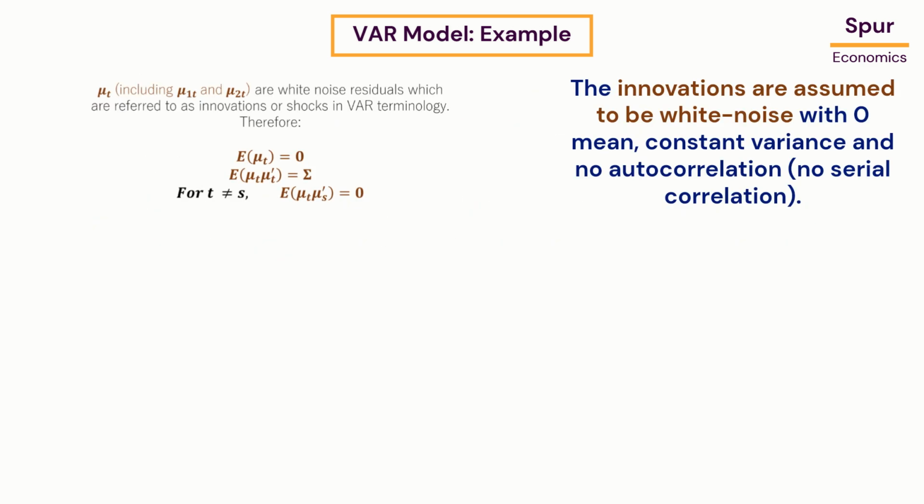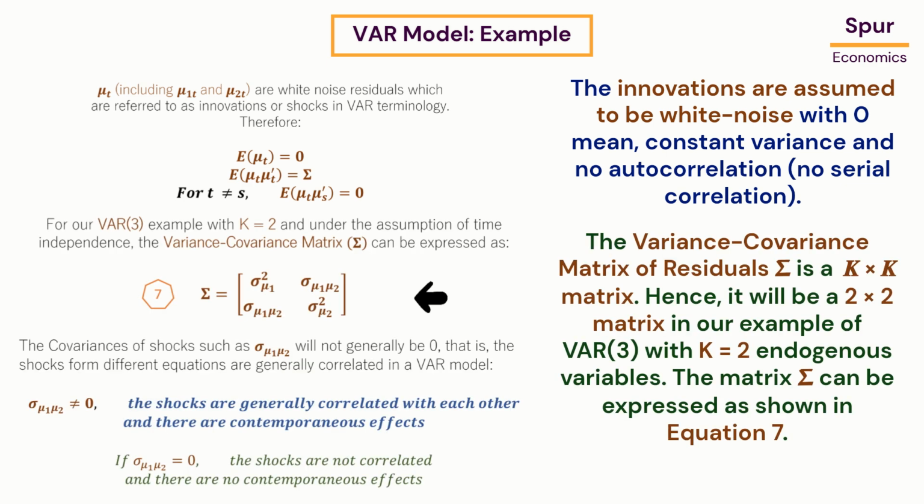The innovations are assumed to be white noise with zero mean, constant variance, and no autocorrelation. The variance-covariance matrix of residuals sigma is a K by K matrix. Hence, it will be a 2 by 2 matrix in our example of VAR-3 with K equals 2 endogenous variables. The matrix sigma can be expressed as shown in equation 7.